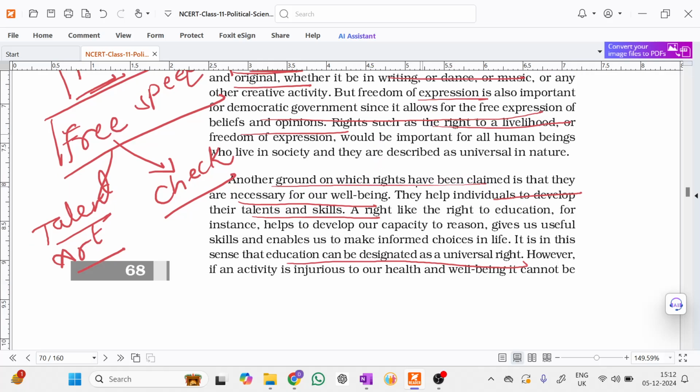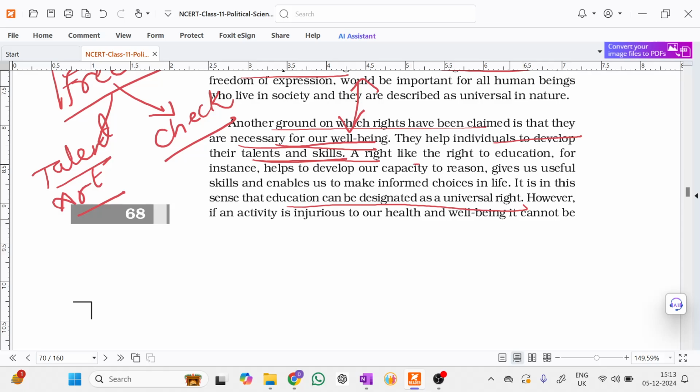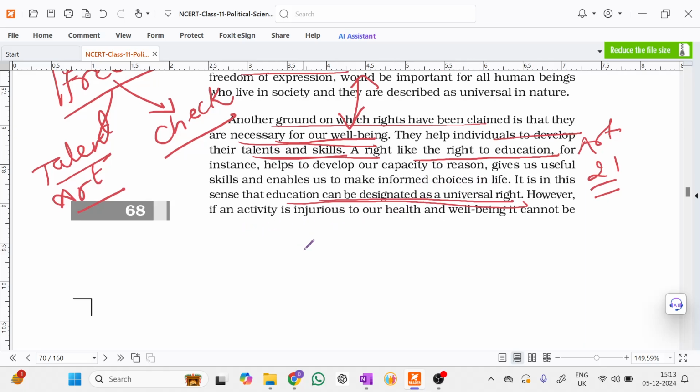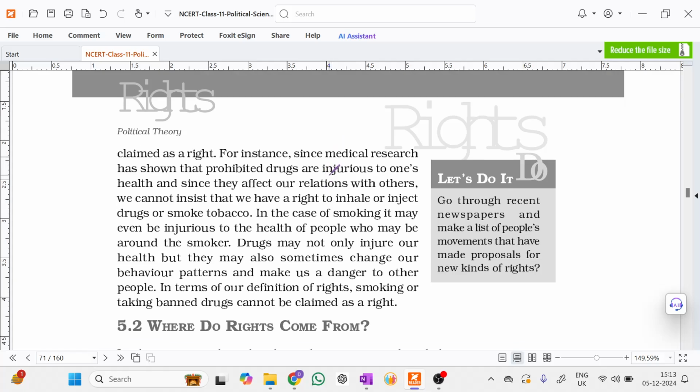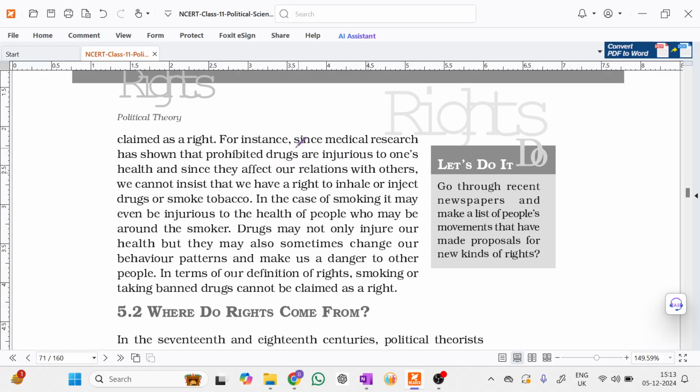Now another ground on which rights have been claimed is that they are necessary for well-being. It is already the same thing. Rights help individuals develop their talents and skills, and one such is the right to education, Article 21. And right to education is necessary so much so that it should be designated as a universal right. And one such example talks in an obverse way.